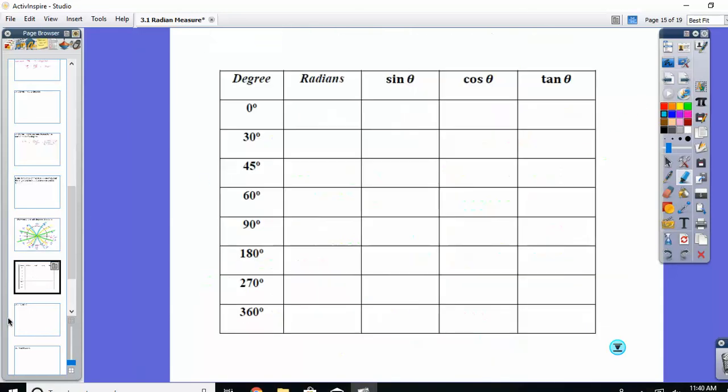Next thing I want to do is fill out that table. We have done this table before, but what I've added is the radian column. So I want to see, without just copying it off the circle, can you tell me? 0 degrees is the same as 0 radians. 30 was pi over 6. 45, pi over 4. 60, 90, pi over 2.